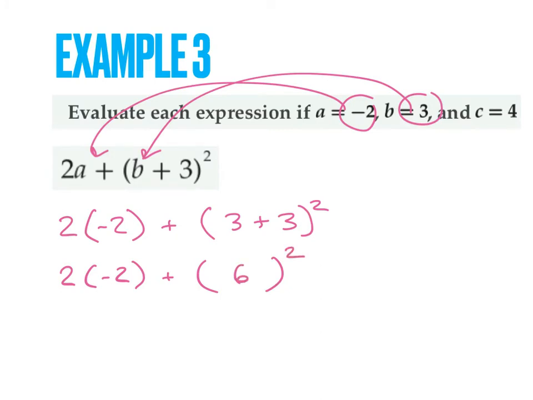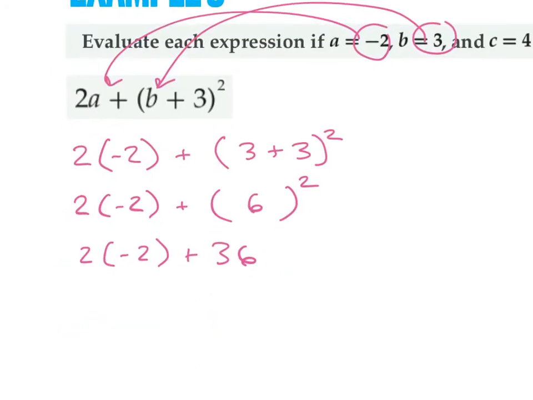What do we do next? Exponent. What's 6 squared? 36. 36. So we have 2 times negative 2, which is negative 4, plus 36. What's our final answer? 32. 32.